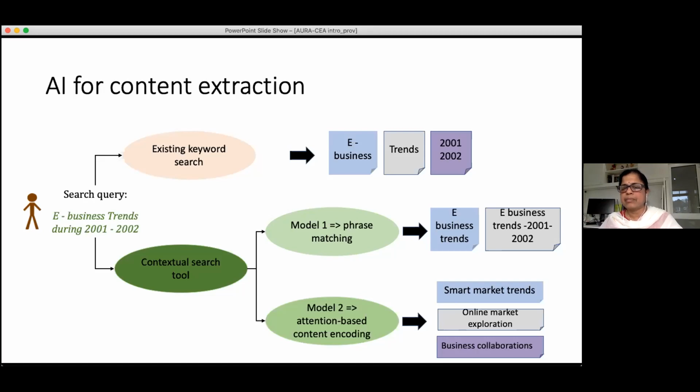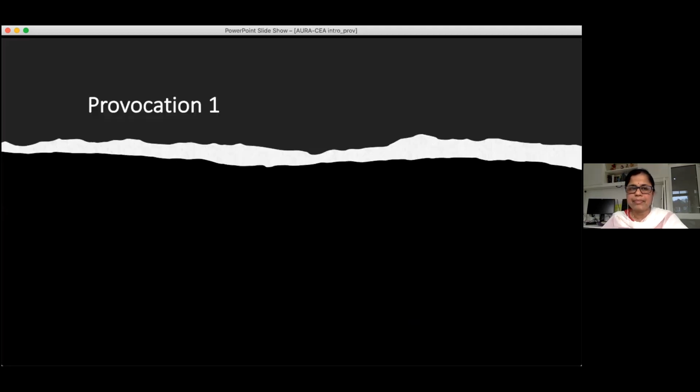It might give us smart market trends or online market exploration or maybe even business collaborations. So in a probabilistic way, these are similar to the query, and we get a ranked order of the mails. These are the two models that we have developed, and I would like to explain more when we get the time. Stephanie.